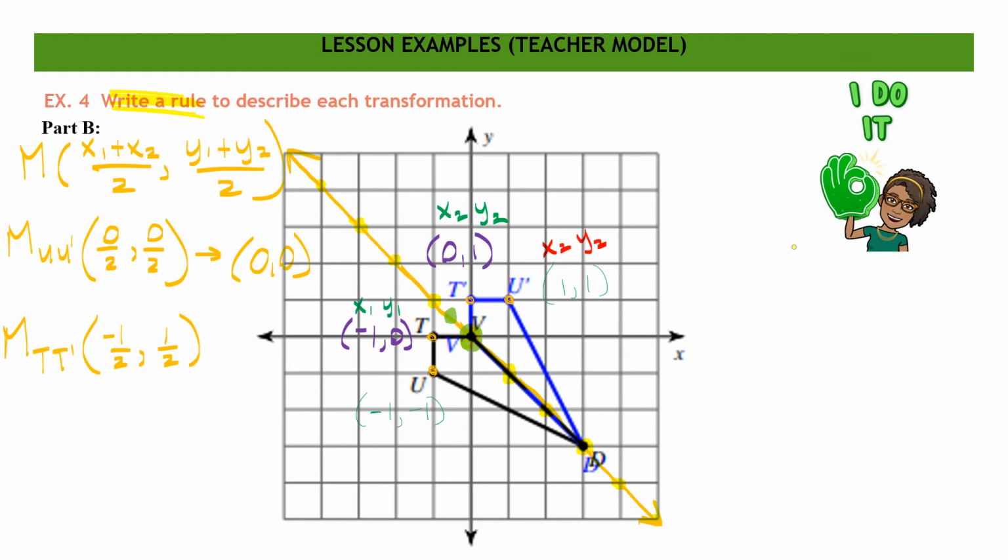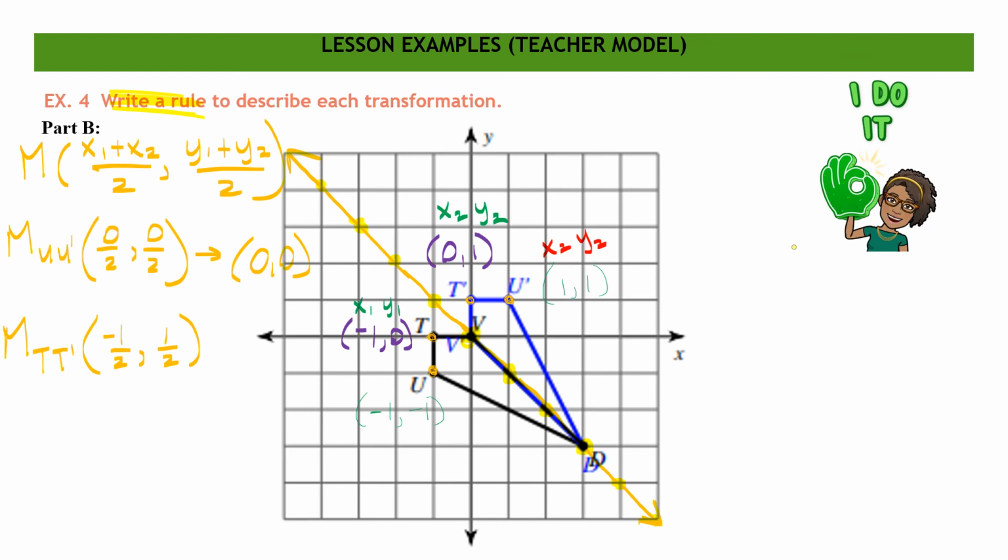Is that point in between T and T prime? Well, yes. And is that point on the line of reflection? Yes, that point is on the line of reflection. So I can say for sure that these 2 pairs of points, U and U prime and T and T prime, are on the line of reflection. But the question didn't ask me to verify if those points were on the line of reflection. The question asked me to determine what the rule is. So I have to determine what the equation of this line is.